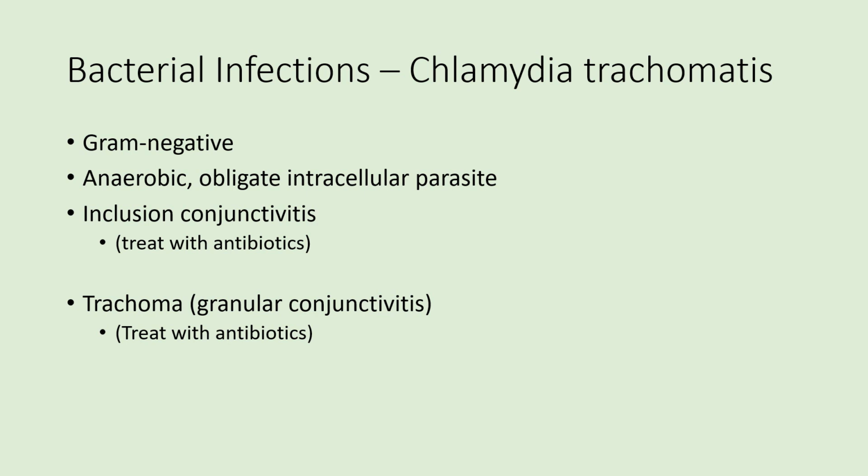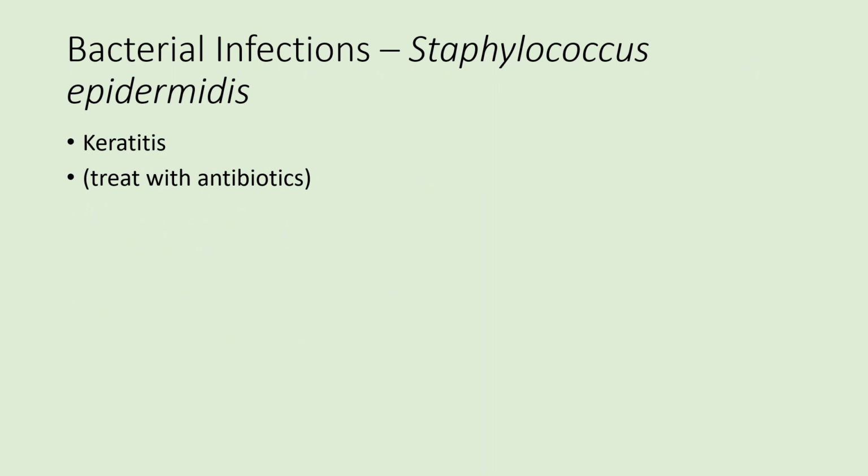Chlamydia trachomatis is gram-negative, it's anaerobic, it's an obligate intracellular parasite, so that means it has to grow inside your cells. It can also cause inclusion conjunctivitis, which can be treated with antibiotics. It can also cause what is known as trachoma, also known as granular conjunctivitis, which can also be treated with antibiotics.